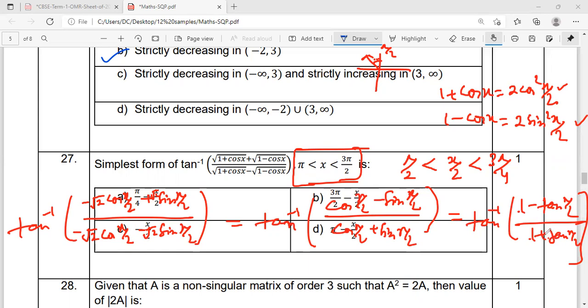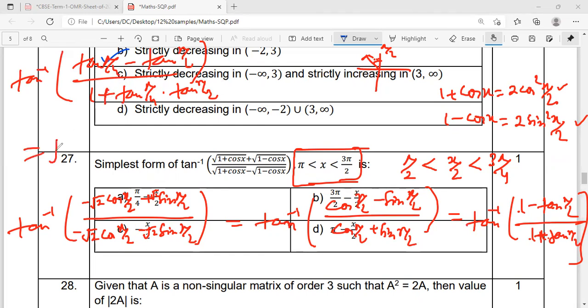I can write this as 1 minus tan x. 1 can be written as tan of pi by 4. So it can be written as tan inverse of (tan pi by 4 minus tan x by 2) divided by (1 plus tan pi by 4 into tan x by 2), which is tan a minus b.